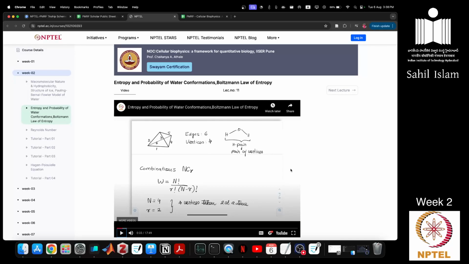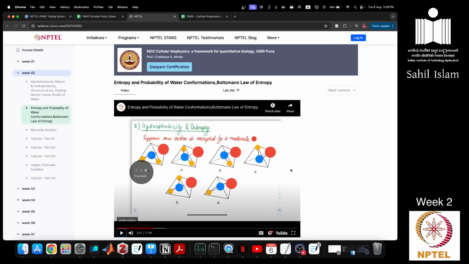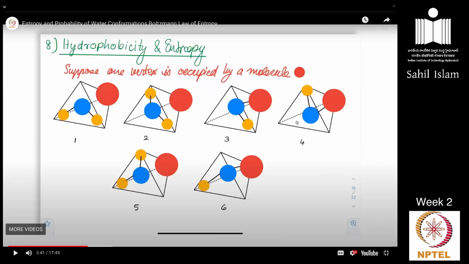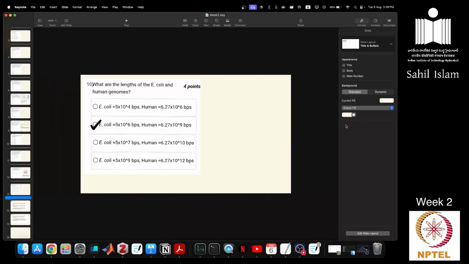Next is the effect of hydrophobicity. What is hydrophobicity? Hydrophobic means those who hate water, they don't want to bond with water. Let's say an O2 oxygen molecule you have to put in water. What is the free energy, and if it is energetically favorable it will bond, if not it would not. This question has also been calculated by him here, hydrophobicity and entropy. Here one vertex of this tetrahedron is occupied by a molecule, and he goes on to calculate from this portion.